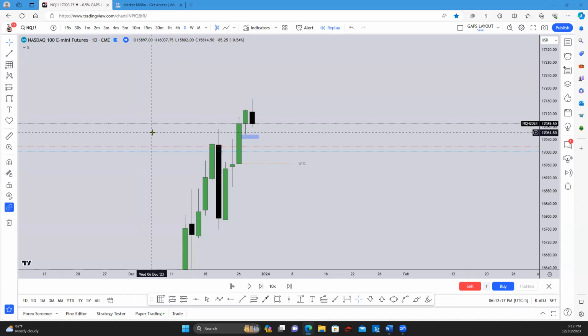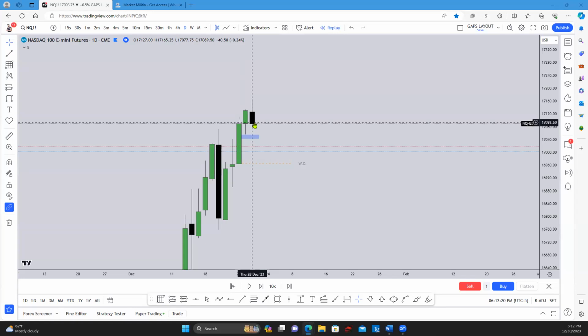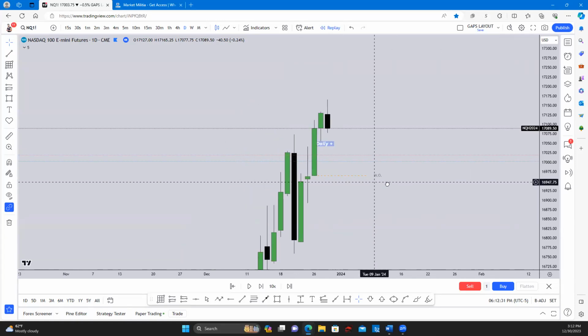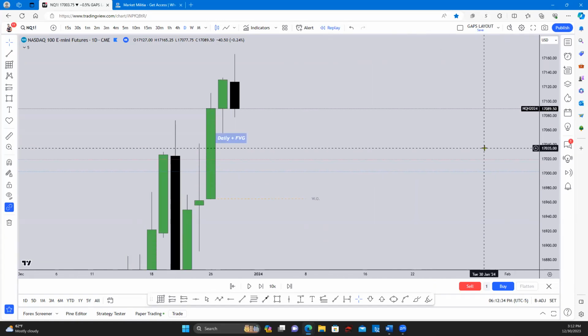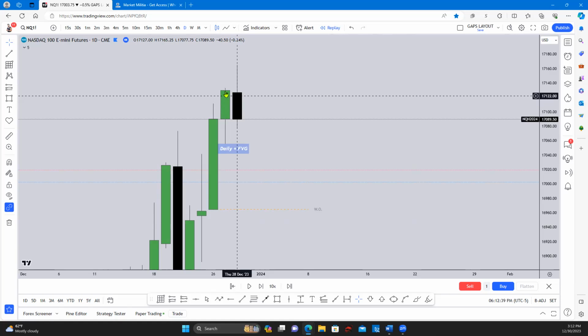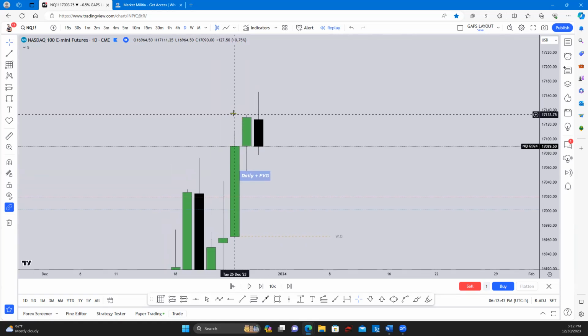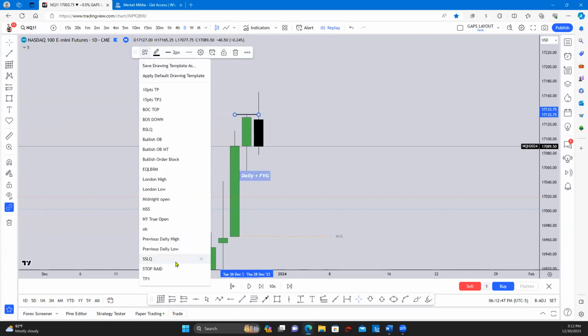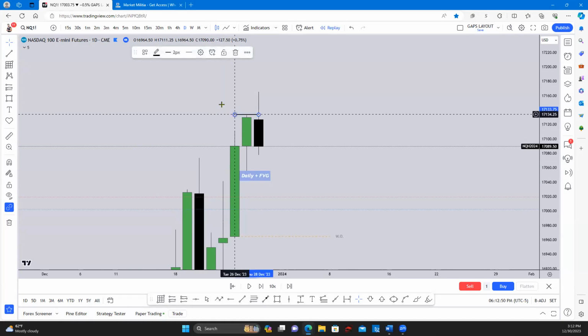So here we have the NASDAQ on, what is this, Thursday, the 28th. Okay, and we're here on the daily time frame. You can see that we've started to move down from these all-time highs, creating this bearish candle. We took out the previous day's high here. Previous day's high.